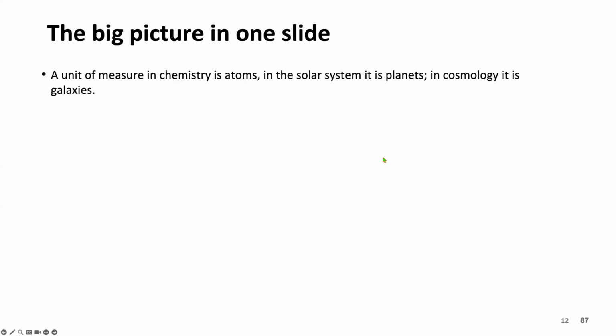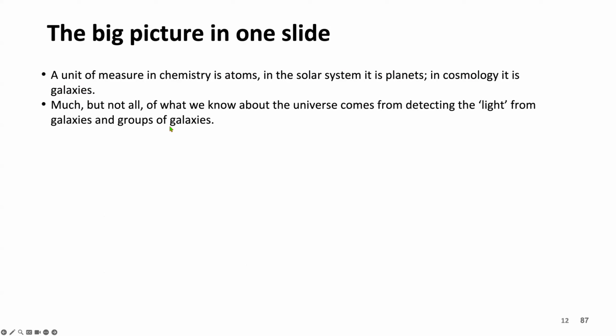So here's the big picture of the universe in one slide. If you're doing chemistry, you talk about atoms and molecules. If you're talking about the solar system, you talk about planets and asteroids and stuff. In cosmology, the unit of measure is galaxies. Keep that in mind. We'll be spending a lot of time talking about galaxies.